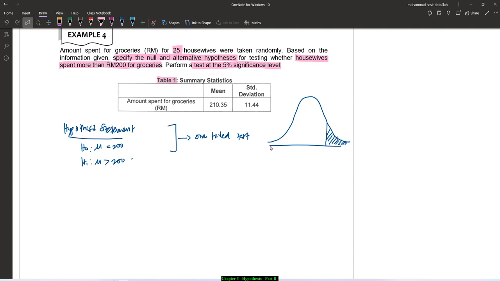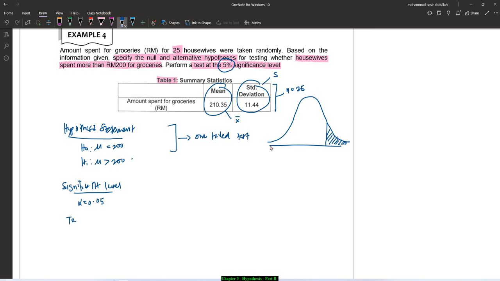Next we have mean equal to 210 and standard deviation equal to 11. The mean and standard deviation here are taken from n equal to 25. So this is a sample standard deviation and this is a sample mean, right? Next we need to specify our significance level. Significance level is alpha equal to 0.05. How do we know? Because it asks us to perform a test at 5% significance level.